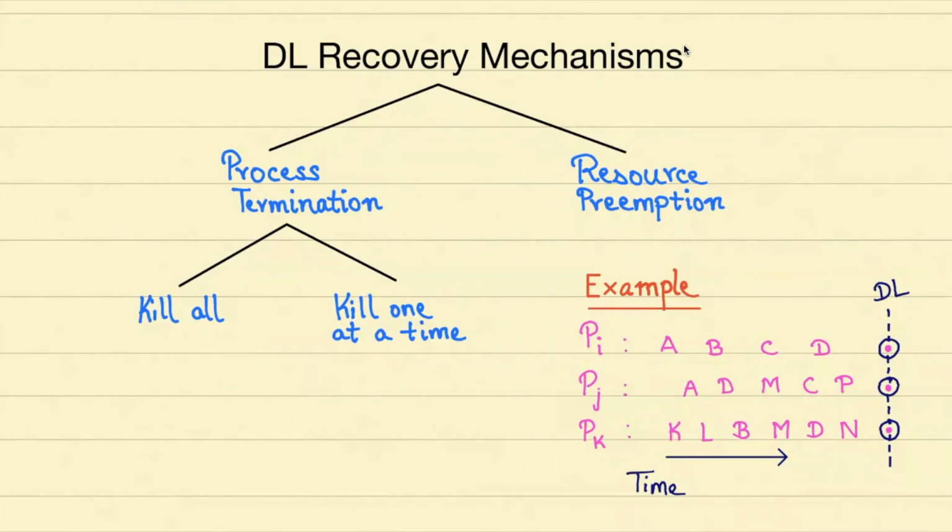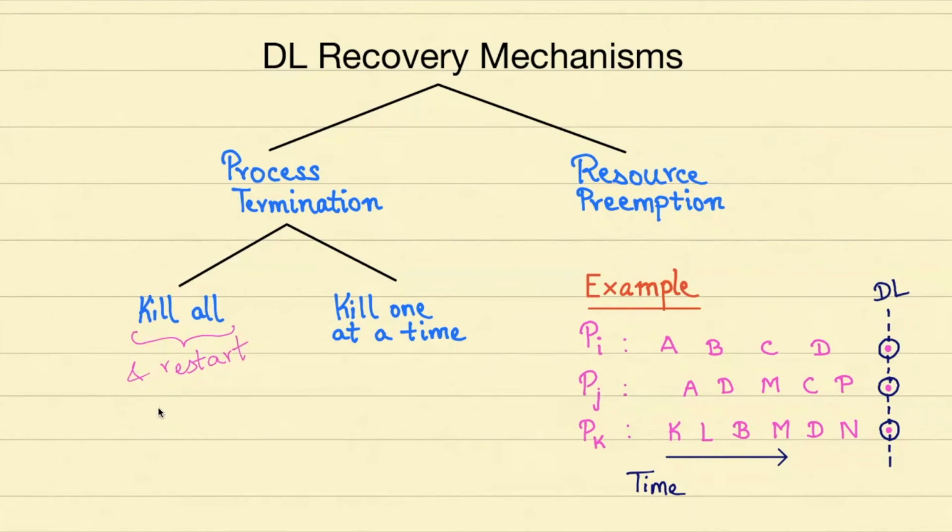So broadly, there are two categories. One is process termination. The other one is resource preemption. We will see what process termination is. If there are multiple processes waiting for each other to release their resources, what I do is kill all the processes and then restart the system. This is one of the mechanisms.